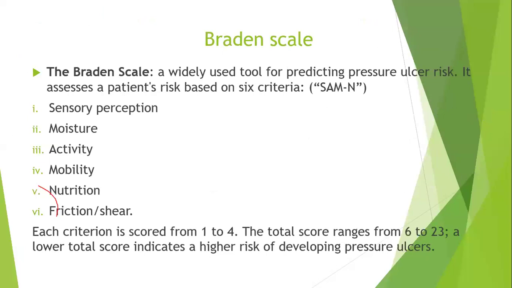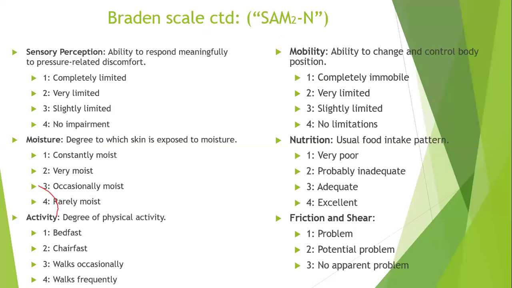All right, this is the Braden scale I was talking about. It's a widely used, validated prediction score, all right, for pressure ulcer risk, and it looks at 6 parameters: the sensory, moisture, activity, mobility, nutritional status, and friction. Each criterion is scored from 1 to 4, and the total score ranges from 6 to 23. The lower the total score, the higher the risk of developing pressure ulcers in your patient. If you're interested, you can go through this. I just put it there for us to see.